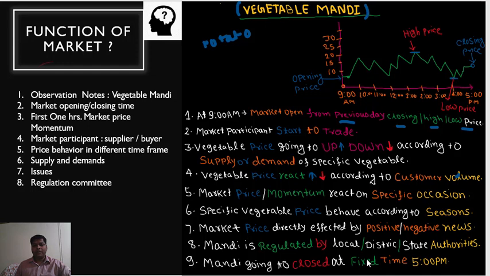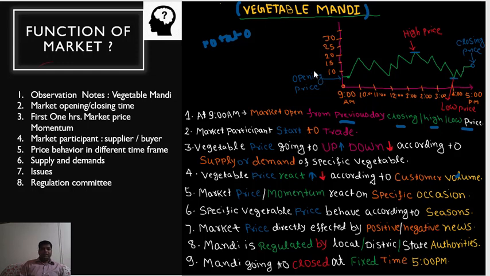The mandi closes at the fixed time of 5 p.m. This is the assumed time. Somewhere the mandi closes at 11 p.m., 10 p.m., 7 p.m. So this is the assumed price. Here we try to draw the price up and down movements. This is the area where the price is very high, near 20 rupees per kg, starting from 7 or 8 rupees, and now going to close, low and high. This is the time frame when the price trades in a vegetable mandi. This is my assumption, and I try to correlate it with the stock market for better understanding.